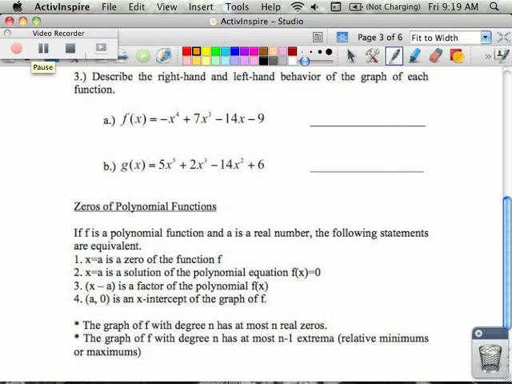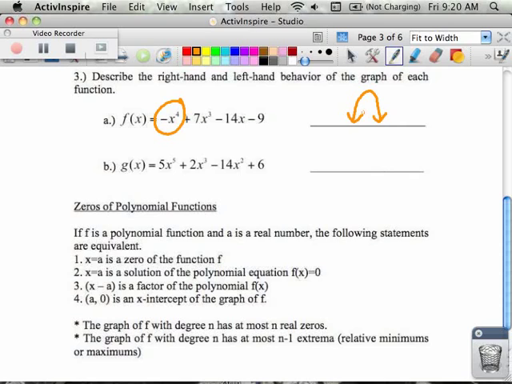And in number 3, it says, describe the right hand and left hand behavior. So that means, when I'm looking at the left side, am I way up here going on forever, or way down here going on forever, and likewise on the right? And what I'll tell you is, you already know this stuff. So look at letter A in 3. What's the biggest power? 4. So I look at this term. It says negative x to the 4th. Which way is it opening? Down. That means my parabola looks like this, because 4th degree is like a parabola, just with a bigger butt.